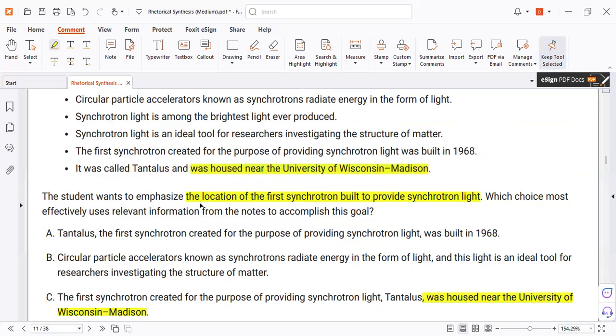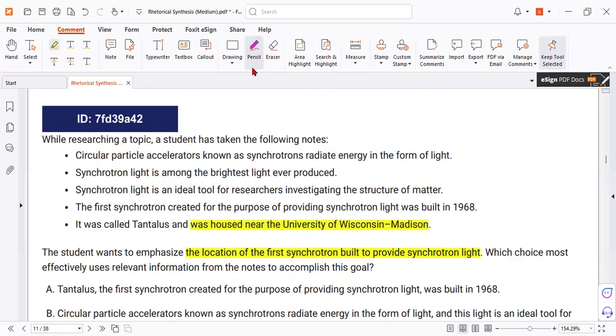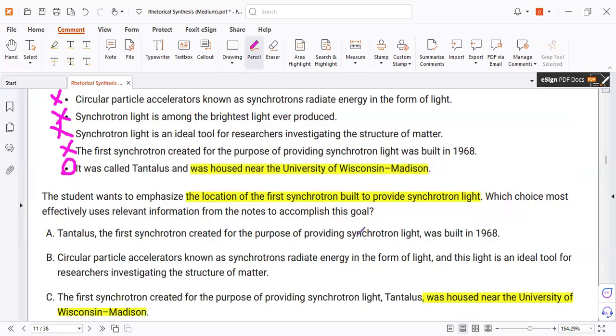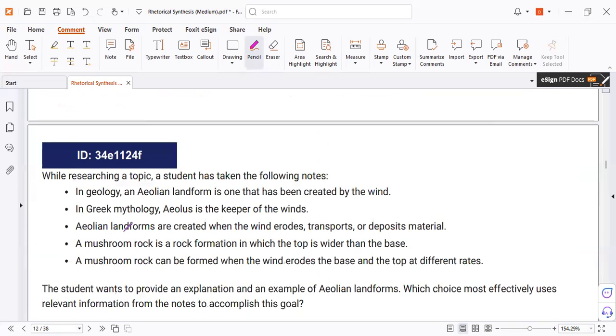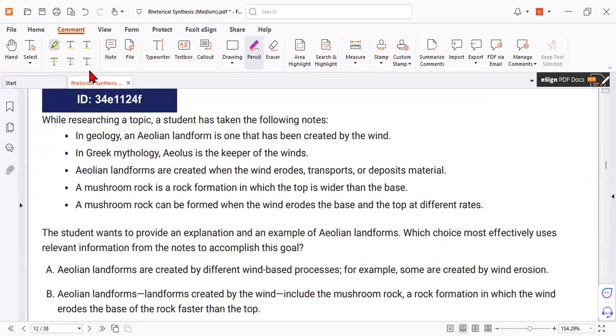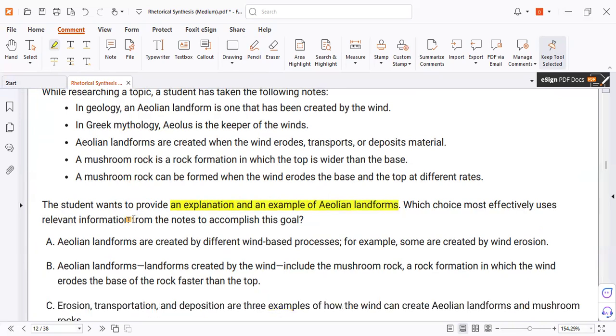That's why before you read, you are looking for location. If you don't find in the point anything about location, delete it from your mind. Anything about location? No. Location? It's something else. No. So your answer is here. So find it. Letter C, my friend. Now let's try. Now we need an explanation and an example. So we have here explanation and example. Find it.